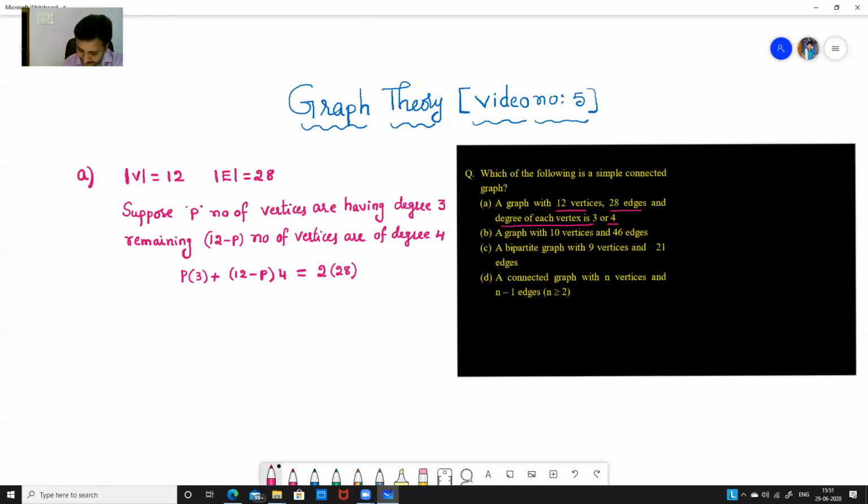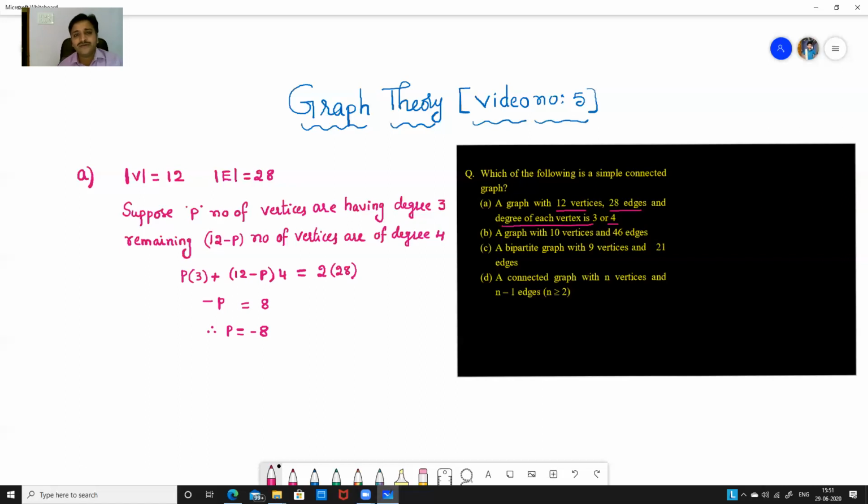Next, from this we get 3P minus 4P, which equals minus P. 4 times 12 is 48. Bring it to the right side, so 56 minus 48 equals 8. Therefore, P equals minus 8. What does it mean? Minus 8 vertices are having degree 3.